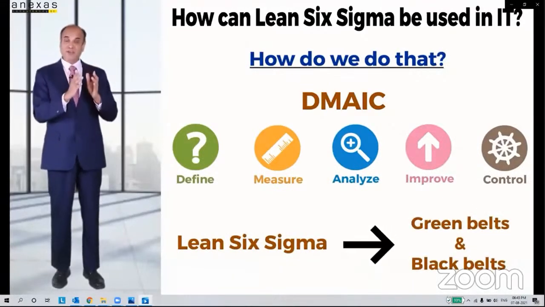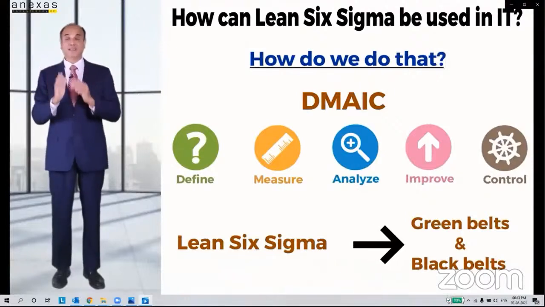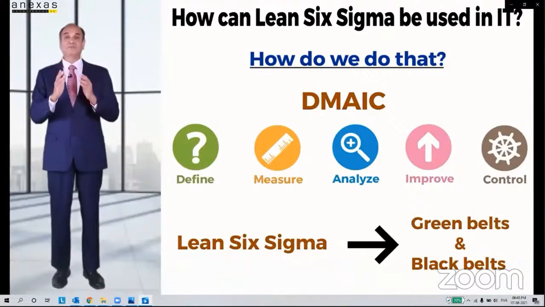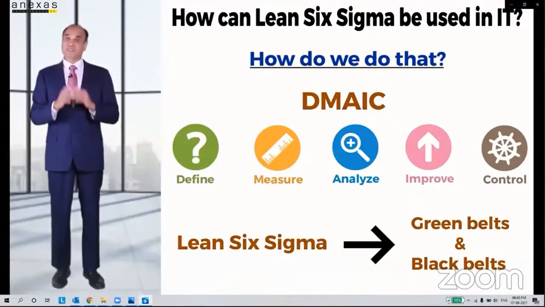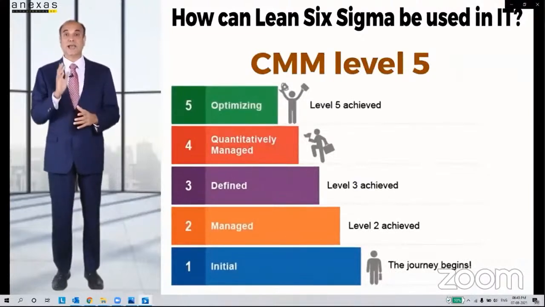So they identify the opportunities, they convert them into the projects, and these employees, after applying Lean Six Sigma tools and techniques, improve the process and get certified. So it's a win-win situation. Lean Six Sigma helps to integrate the process excellence in an IT organization's culture to achieve CMM level 5 too.